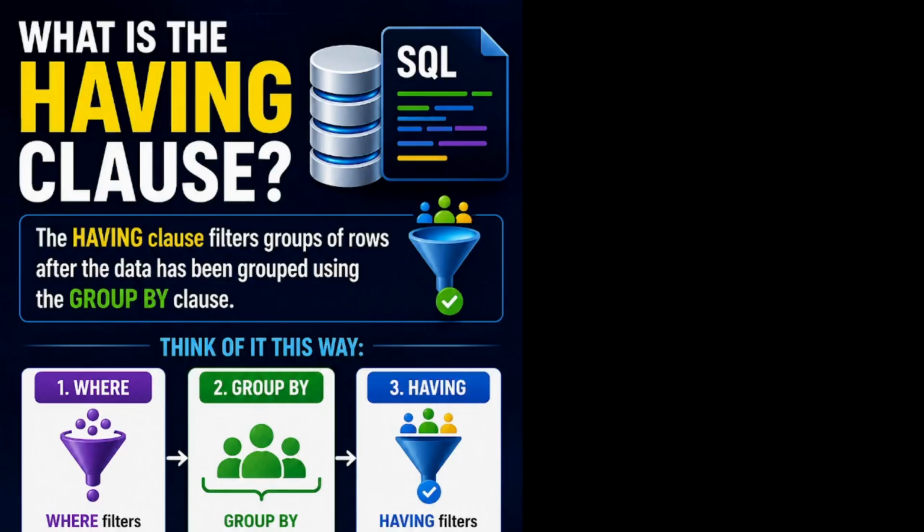What is the having clause? The having clause filters groups of rows after the data has been grouped using the group by clause. Think of it like this: the where clause will filter the records, group by will group the rows, and having clause will filter the group by records.